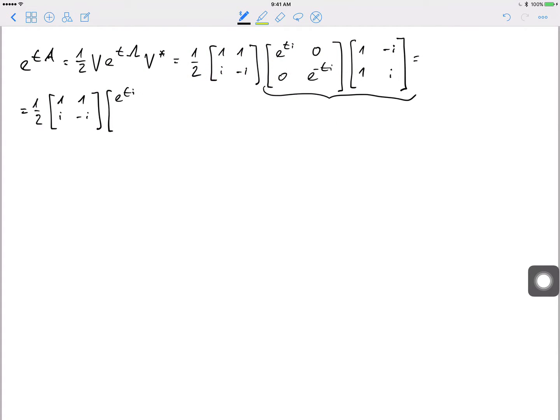So then the second one is what? It is minus i e to the power of ti, if I'm not mistaken. Then the next one here is going to be what? e to minus ti, looks like, right? And the last one is going to be i e to the minus ti. Does that sound right? So that's just a multiplication of complex matrices.